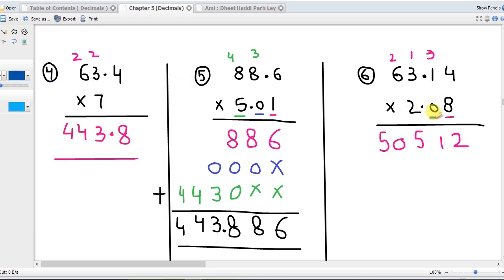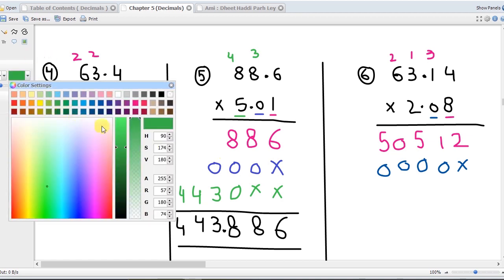Now we have to multiply this 6314 with this 0. Since the place value of this is tens, we have to start writing our answer from the tens position. So 0 times all these numbers will give you 0. So start writing: 0 times 4 is 0, 0 times 1 is 0, 0 times 3 is 0, 0 times 6 is 0. Right?